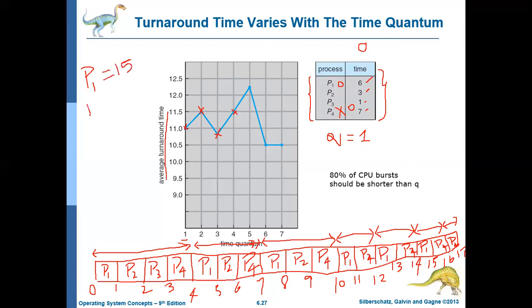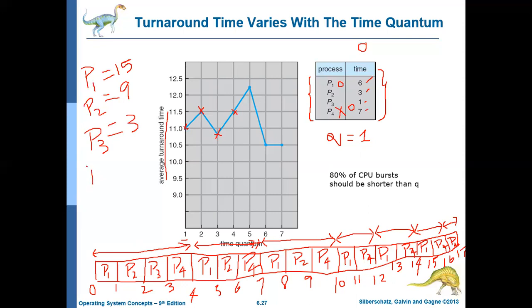And what is the turnaround time for P2? P2 completes in the third cycle somewhere here, so its completion time is 9. So 9 minus 0 is 9. And P3, what's the turnaround time for P3? P3 has finished in the first round itself, at the third millisecond. So its turnaround time is 3 minus 0, which is 3.